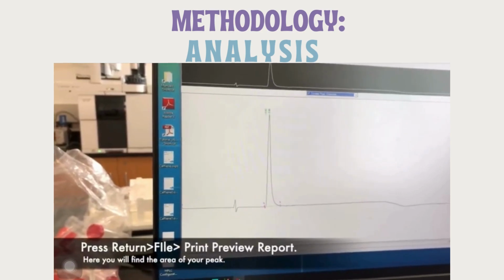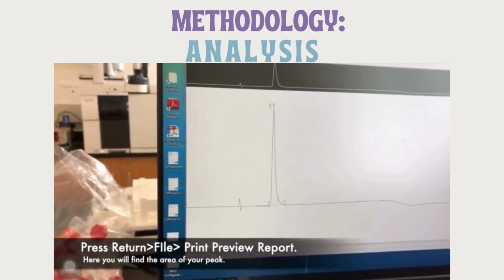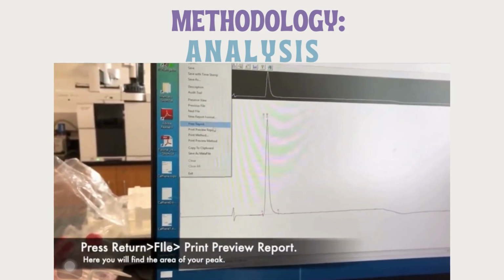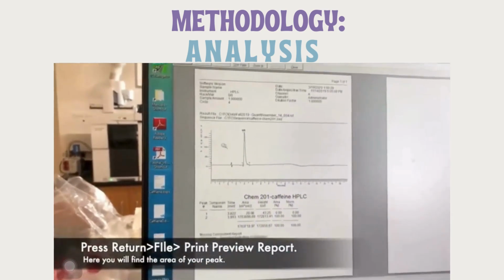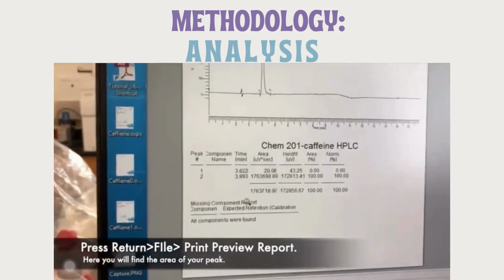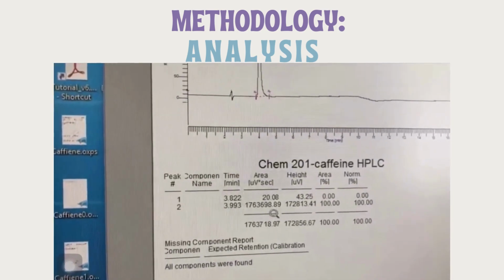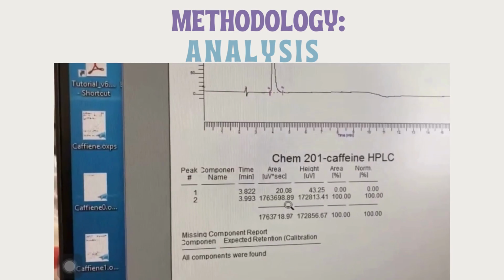Once the data processing is complete, the next step is to generate a comprehensive report. Press Return, File, Print Preview Report, respectively. This report will detail the caffeine concentration in the samples based on the calibration curve established earlier.